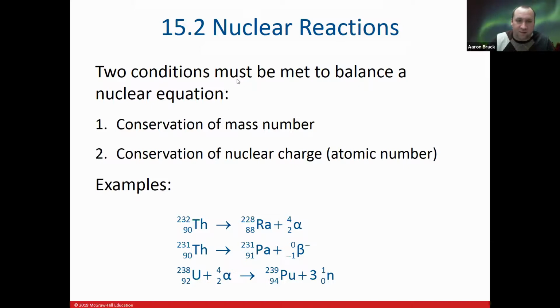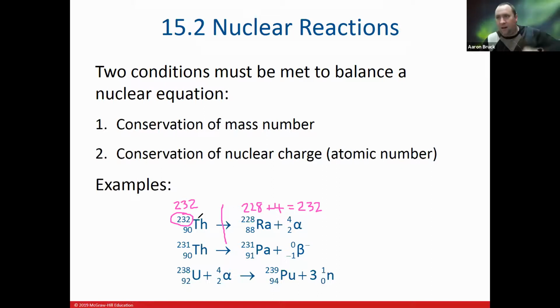And so if I look at my examples here, I can see that those are where I'm going to look. So if I draw a line that cuts this reaction in half to my reactants and my products, the numbers on the top have to be even on both sides. So I have 232 as the mass of the thorium here. If I add together the 228 from the radium and the 4 from the alpha particle, I will get that same 232, which is what I was looking for. So from that perspective, I know that the mass has been evened out.